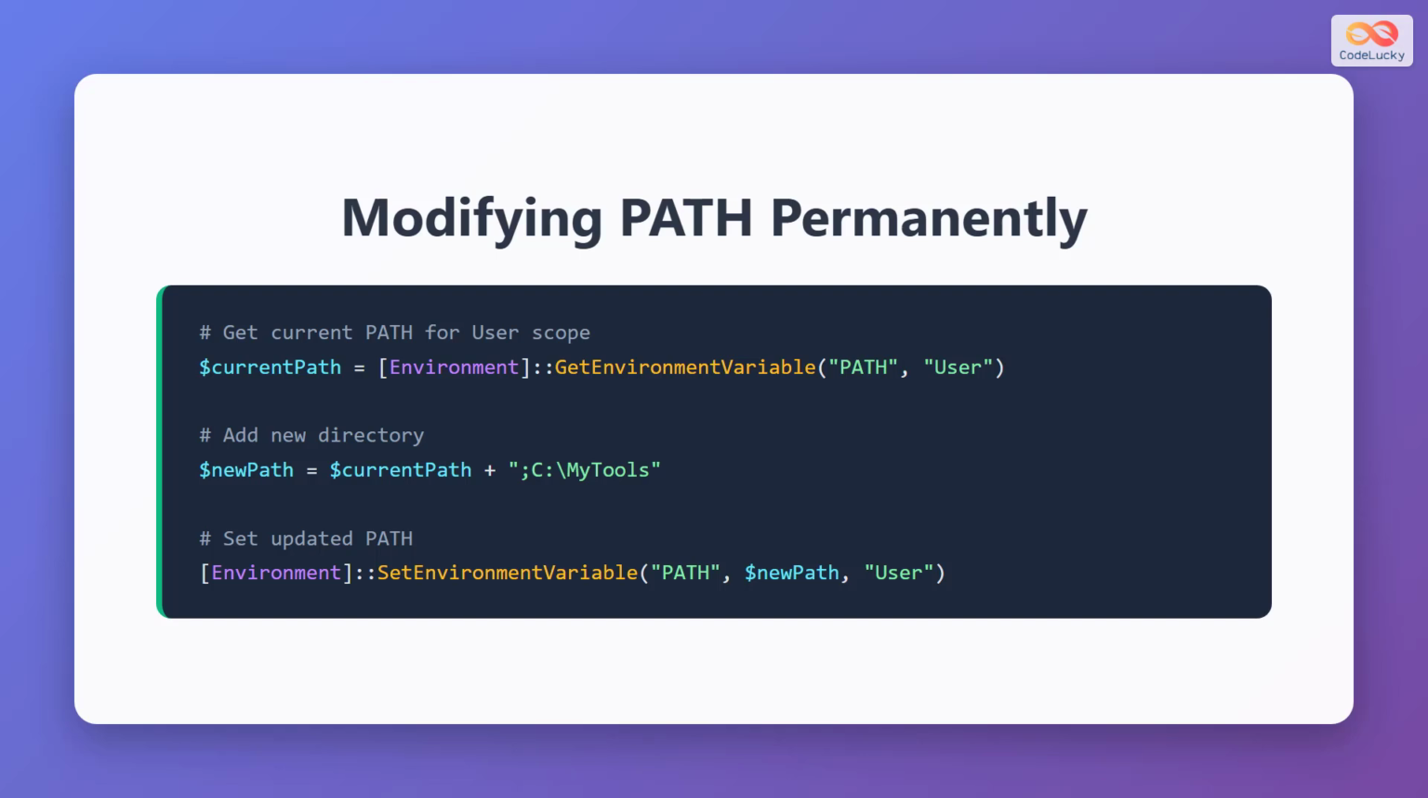Adding a directory to PATH permanently requires several steps. First, retrieve the current PATH value using the GetEnvironmentVariable method with "Path" and your desired scope like "User". Store this in a variable called $currentPath. Next, create a new path by concatenating the current path with a semicolon and your new directory path, such as C:\mytools. Store this in $newPath. Finally, call SetEnvironmentVariable with "Path", $newPath, and the scope. After running these commands, new PowerShell sessions will include your directory in PATH, allowing you to run executables from that location without specifying the full path.